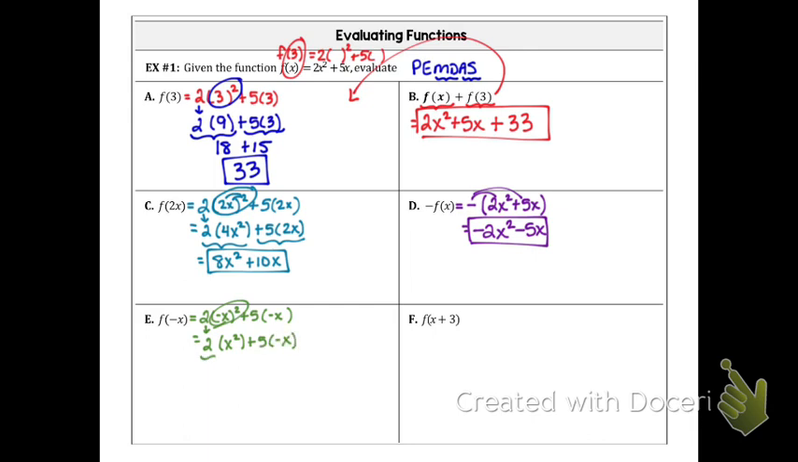Then we have our multiplication. 2 times x squared is 2x squared. 5 times negative x is negative 5x. And I can't actually subtract them. They're not like terms, so I've simplified as far as I can.